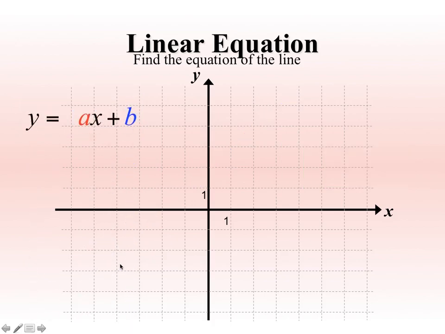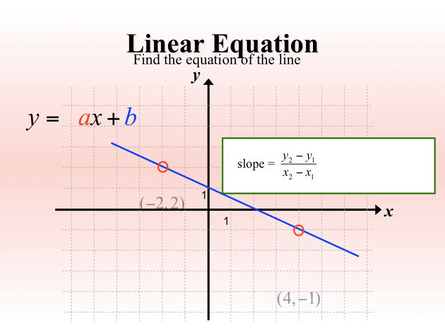Let's do another example. Let's say I want to find the equation of this line here. First I need to get the slope. Let me do the slope. I'll pick these two points. I'll say one of them is point number 1, one of them is point number 2, and I calculate the slope by using the rate of change formula, y2 minus y1 over x2 minus x1.